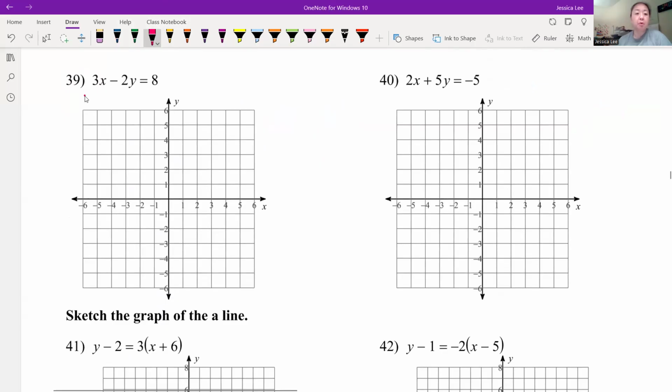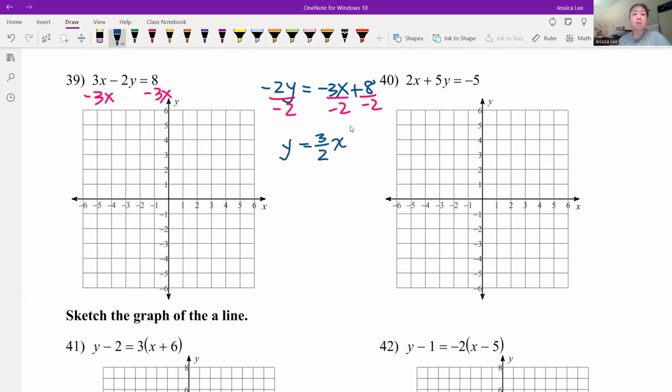Change this to slope-intercept form. I'm going to subtract 3x on both sides, and I get negative 2y. Don't forget the negative from the minus is equal to negative 3x plus 8. Next step is to just divide by negative 2. Everything is going to be divided by negative 2. So y is equal to negative divided by negative is a positive, 3 over 2x, and 8 divided by negative 2 is minus 4.